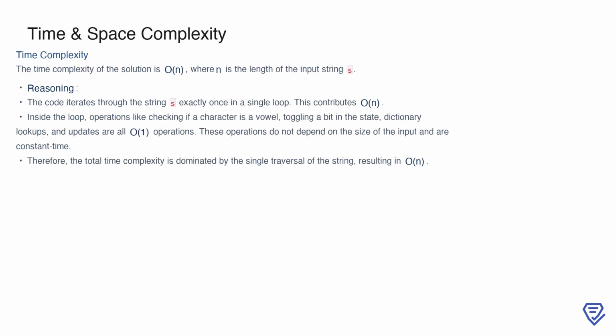The time complexity of this solution is O(N), where N represents the length of the input string. This is because the algorithm processes the string in a single pass, iterating through each character exactly once. Within this loop, operations such as determining if a character is a vowel, updating the bitmask state, and performing dictionary lookups or updates are all constant time operations, or O(1). These small operations do not depend on the size of the input and add no additional overhead. As a result, the dominant factor in the time complexity is the iteration through the string, which is linear, giving us an overall time complexity of O(n).